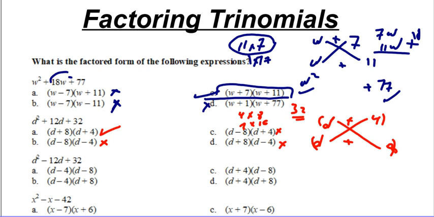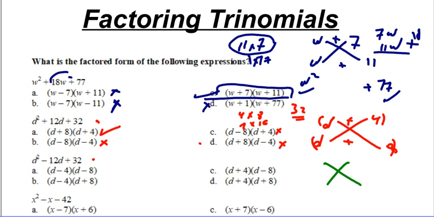Now the next one. D square minus 12D plus 32. This question is like the last question, but with a different sign in the middle term. Look, D square plus 12D plus 32, and this D square minus 12D plus 32. Try to understand the difference between them. If you understand the difference, you will understand how to factorize any trinomial.